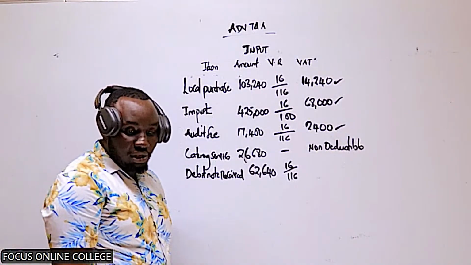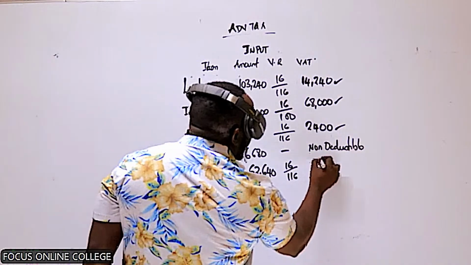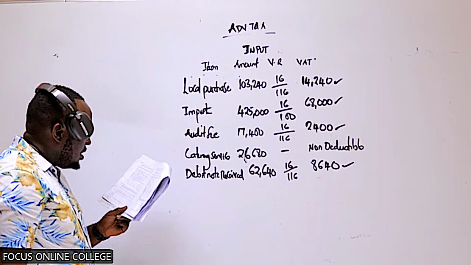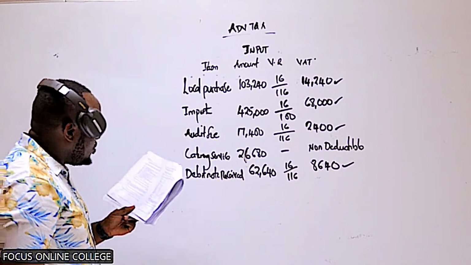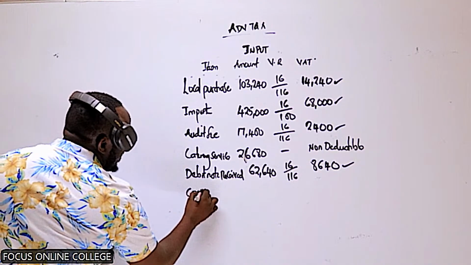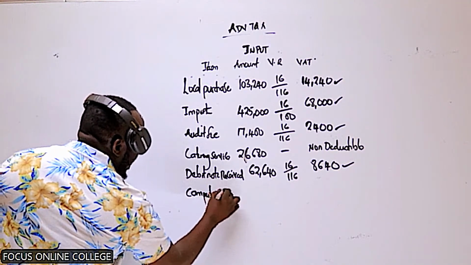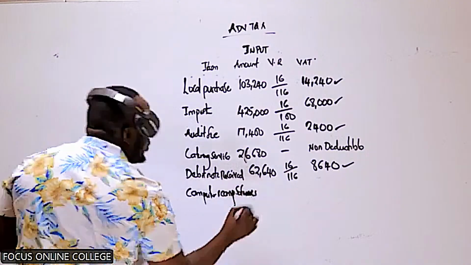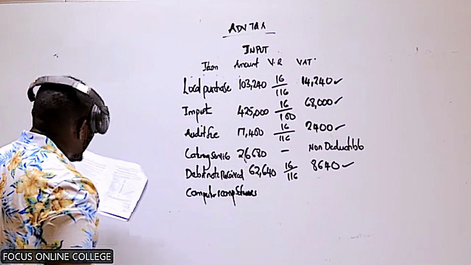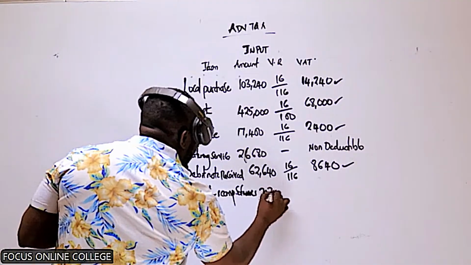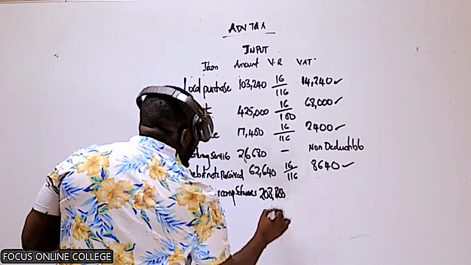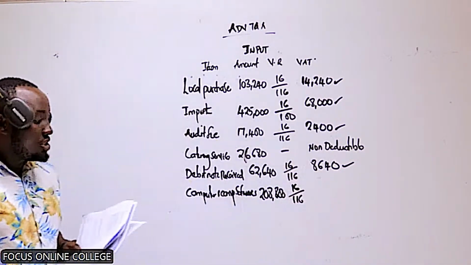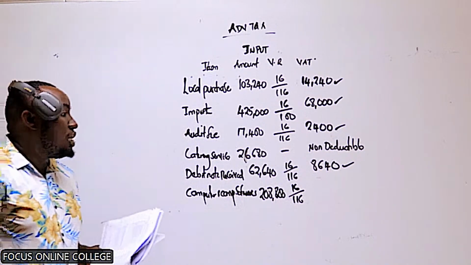Debit not received, the VAT on debit not received, we have it as 8640. Then we proceed to the next. The next purchase or expense is computer and computer softwares. We have 208,800. So that should be 16 over 116. So what is that?